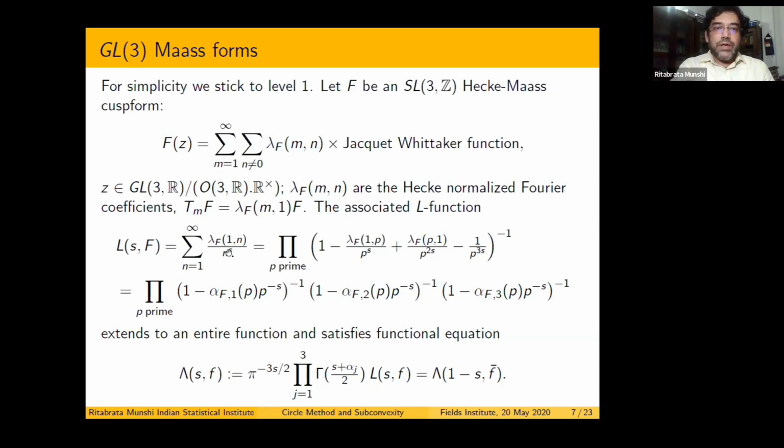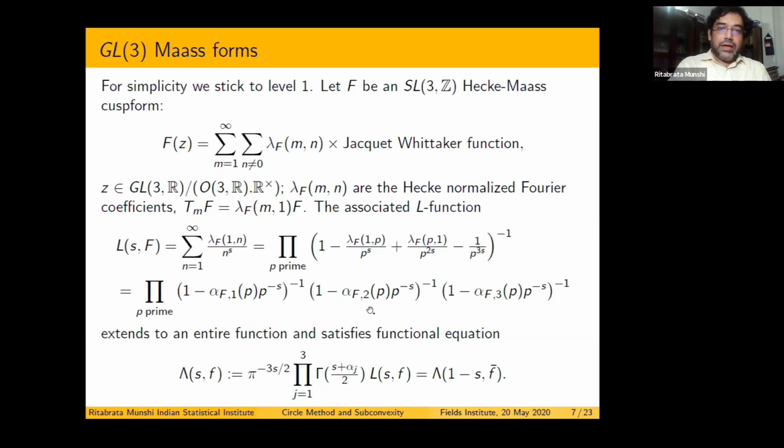And now again, we have the Hecke relations, which reduce this Dirichlet series to an Euler product, which is now of degree 3, because it's coming from GL3. So it's a degree 3 Euler product. And the thing is that for the real part of s greater than 1, both the Dirichlet series and the Euler product converge absolutely. And again, I can factorize this degree 3 Euler factor into 3 linear factors. And I'm going to call the local parameters alpha F1, alpha F2, and alpha F3.